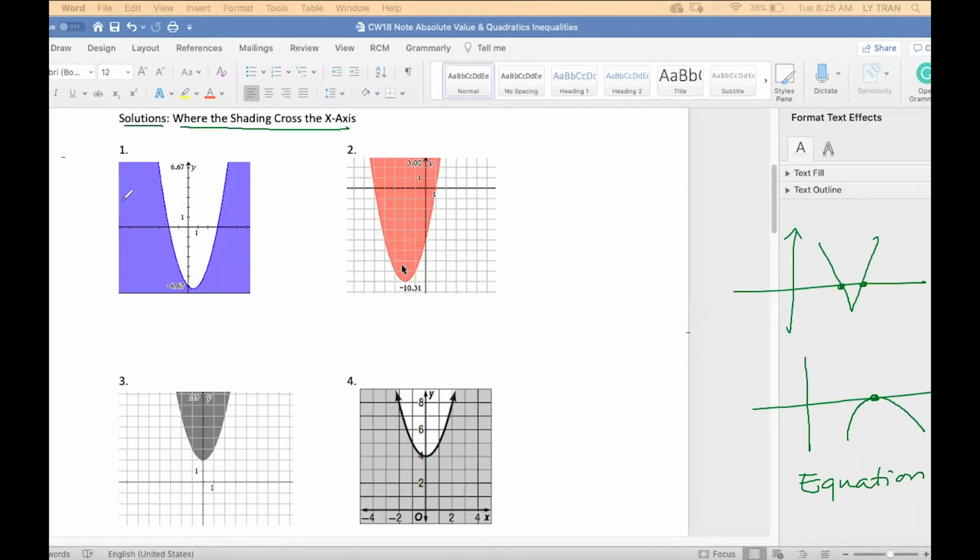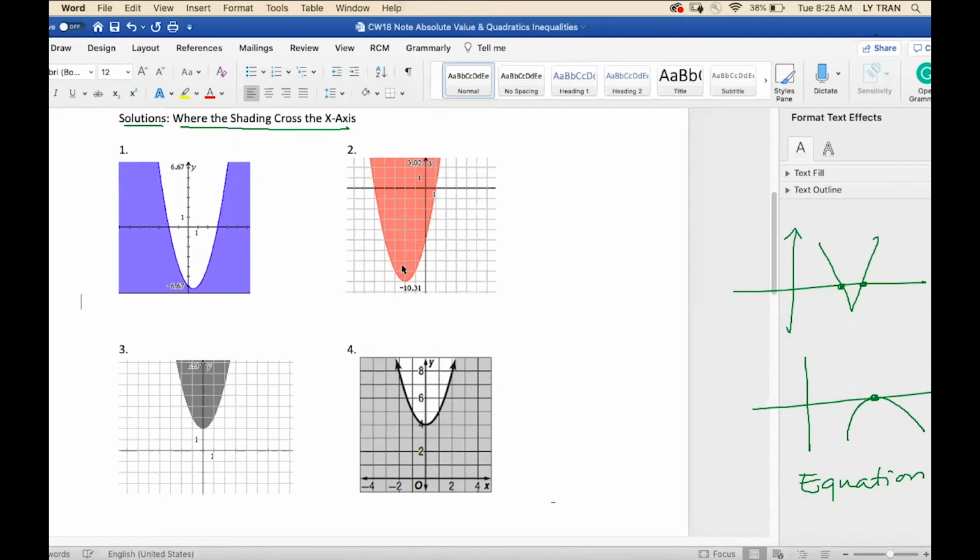So now I would like for you guys to look at this example number 1. Look for that blue picture. Where do you think the solution crosses the x-axis? Okay, I'm going to draw the x-axis out. So we're going to look at that together.